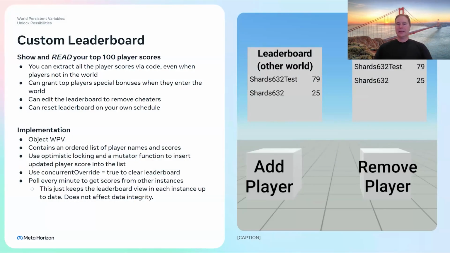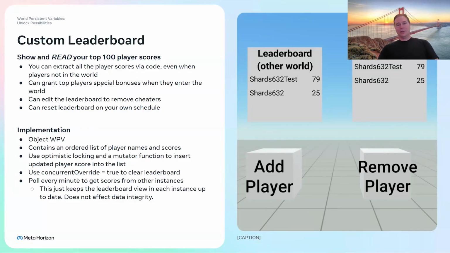The other example that I have that's using the object WPV is a custom leaderboard. This leaderboard is very dumb looking. I spent zero time making it look nice. You can make your own UI, but it lets you show and read your top 100 player scores. You can get the values of your top 100 players even when they're not in the world. It doesn't require them to be in the world for you to read the value.